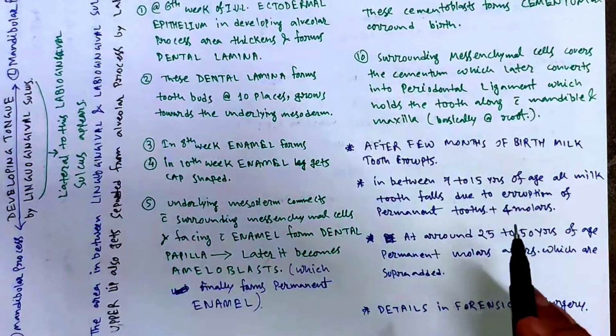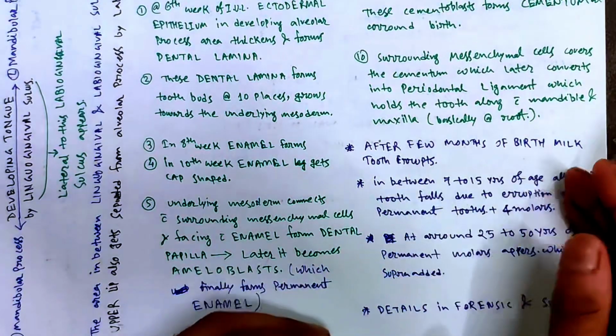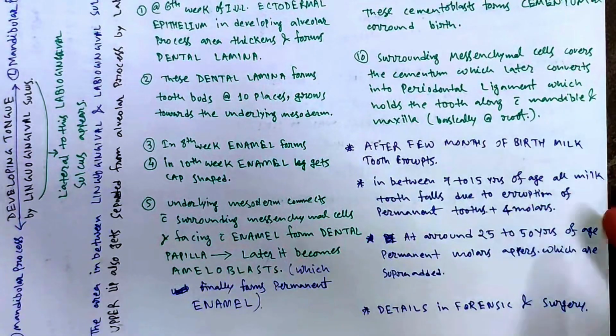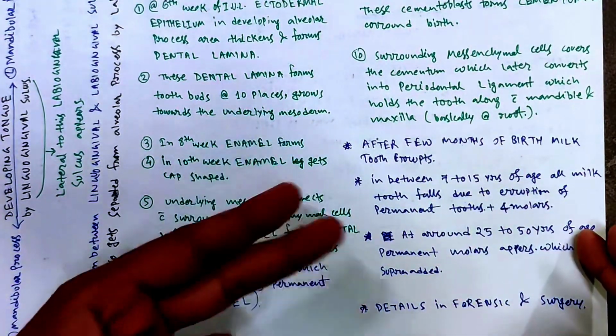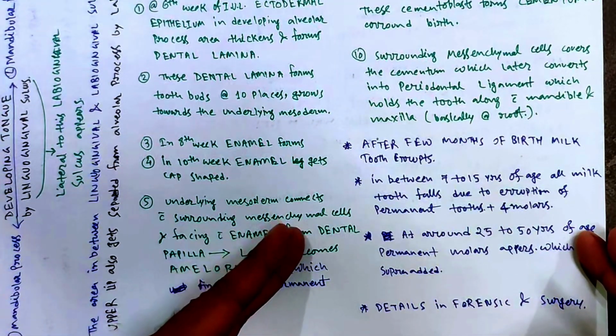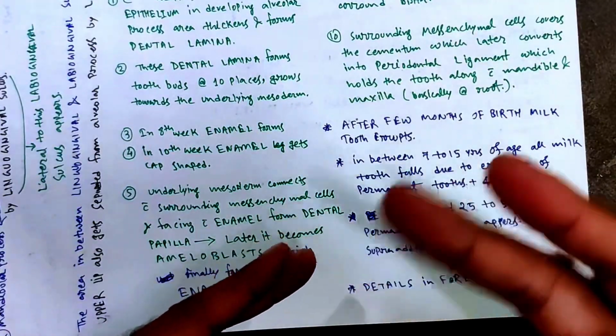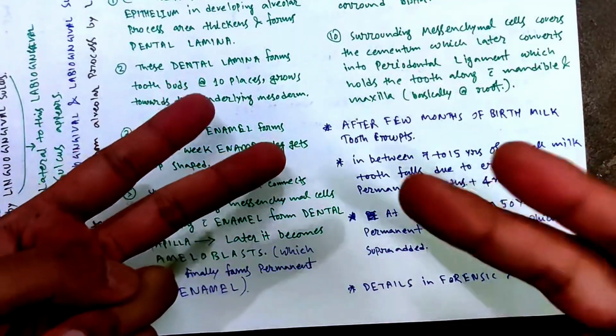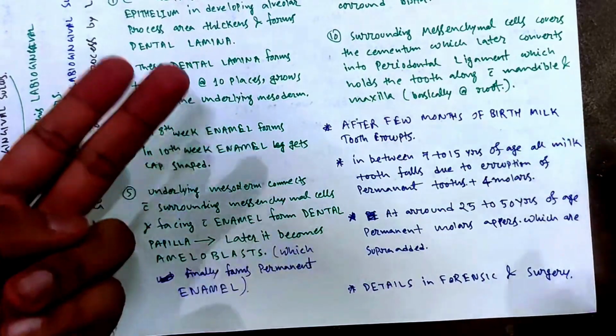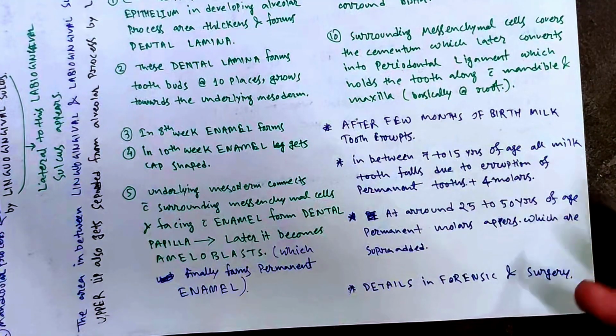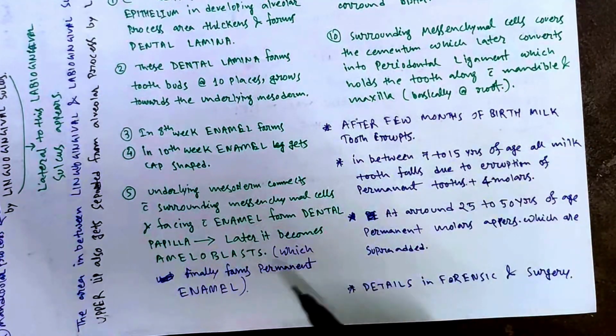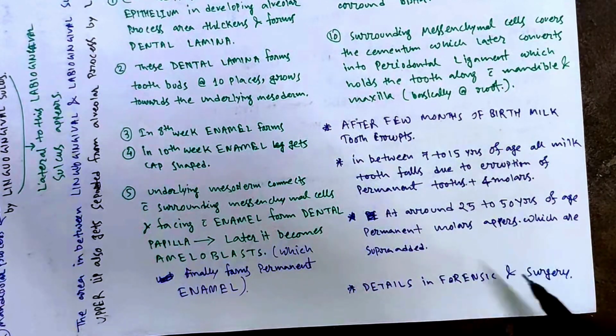At around 25 to 50 years of age, 2 extra molar teeth on the right side and 2 extra molar teeth on the left side erupt in the lower jaw. Similarly, 2 molar teeth and 2 molar teeth on the right and left sides erupt in the upper jaw. So we get the extra 8 molar teeth. Anyway, all the details I will talk about in the forensic and surgery subjects.